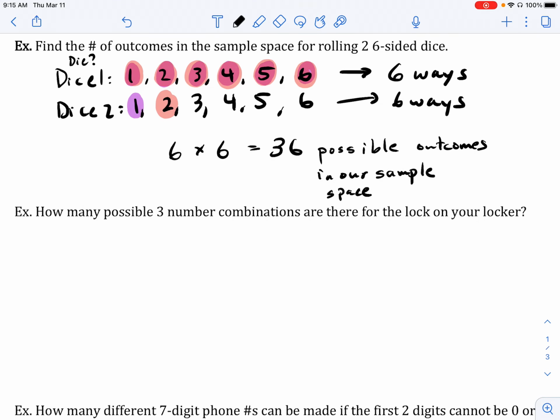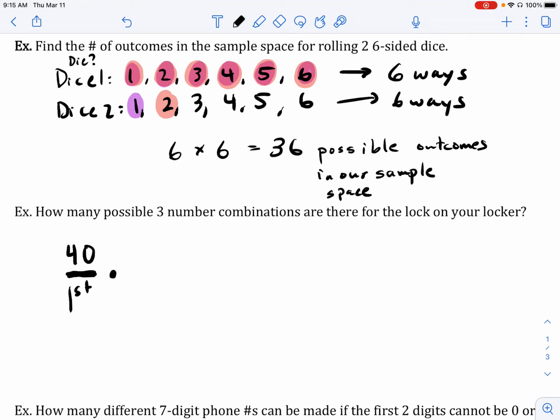Now, in order for you to do this, you probably kind of have to have a sense of what a lock looks like. There are a total of 40 different numbers that are possible for a standard locker. Usually goes from 0 to 39. So 0 can be a number. So the first number can be any number from 0 to 39, which means the first number, there are 40 different possibilities for that first number.